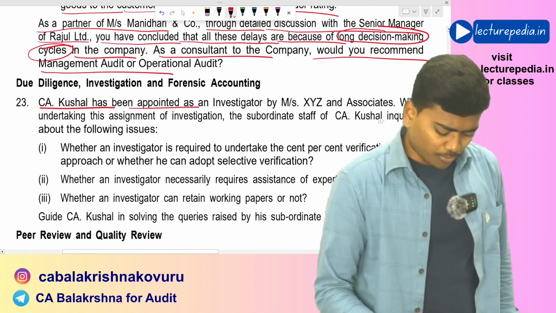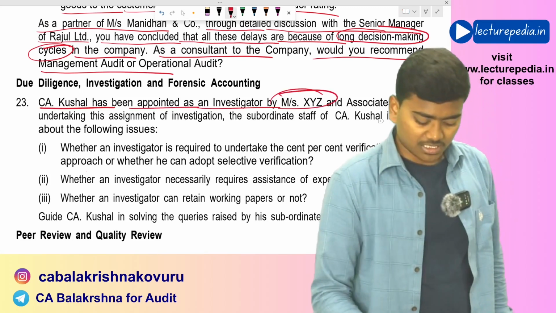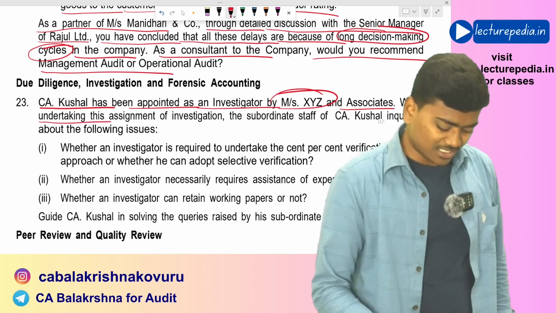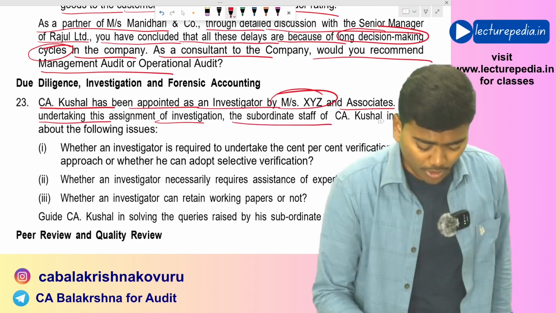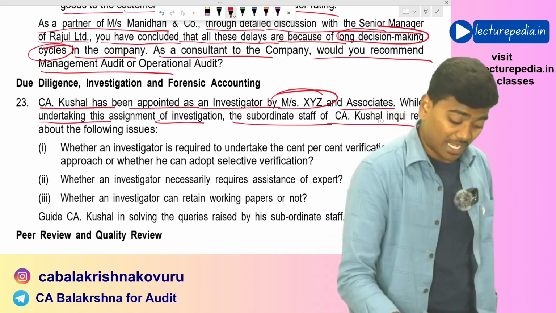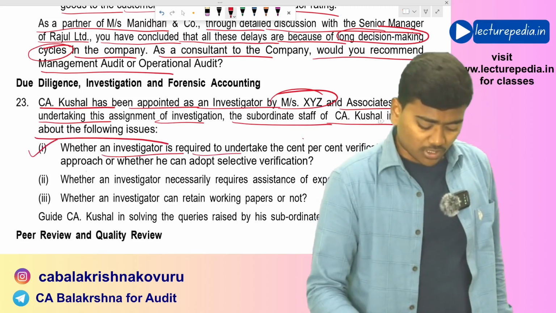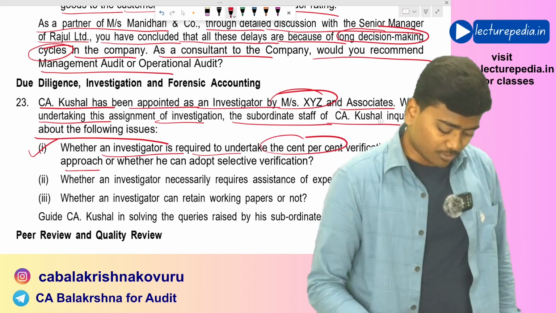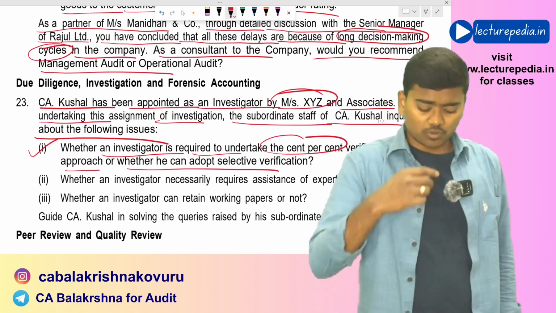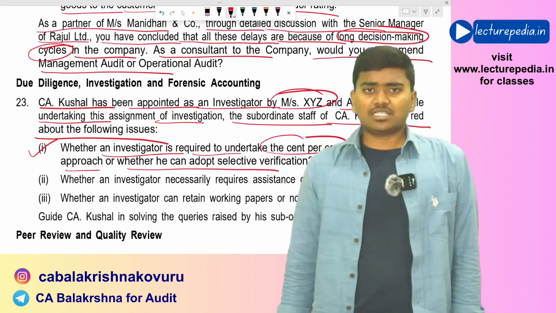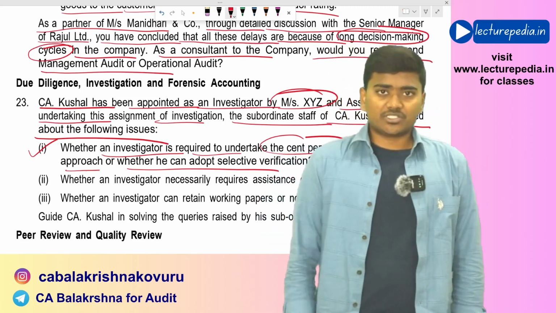CA Kushal has been appointed as investigator by M/s XYZ and Associates. While undertaking this assignment of investigation, the subordinate staff of CA Kushal inquired about the following issues: whether an investigator is required to undertake a cent percent verification approach, or whether he can adopt selective verification. See, it depends on the type of investigation.